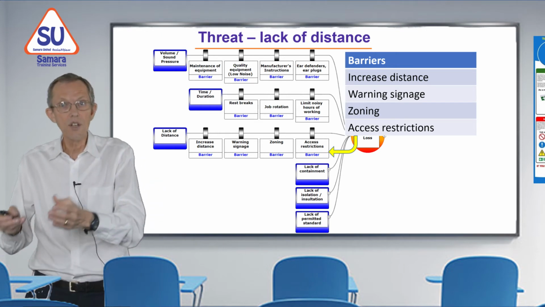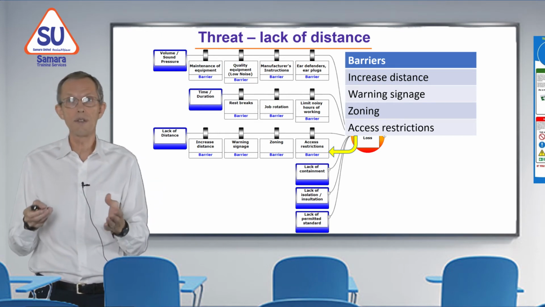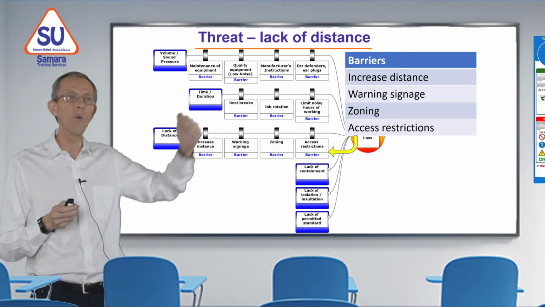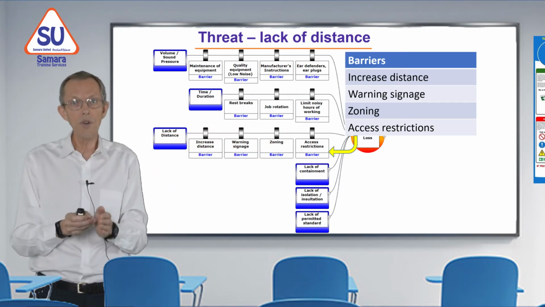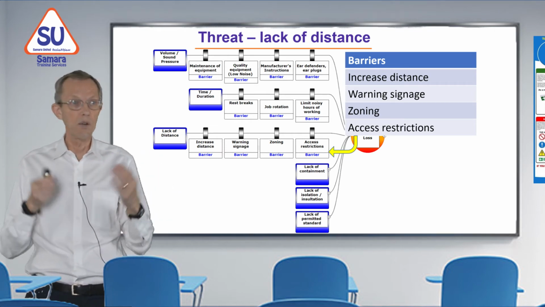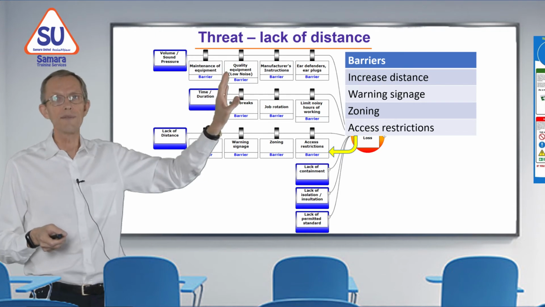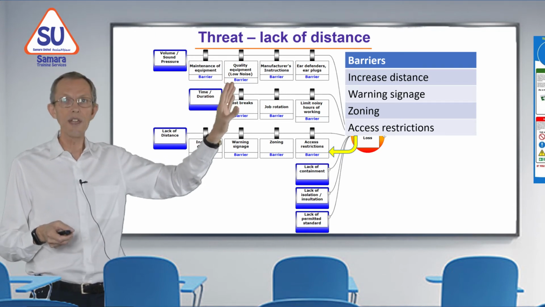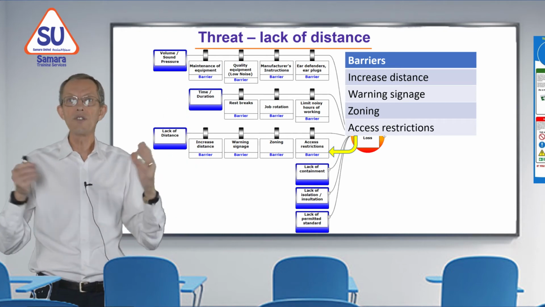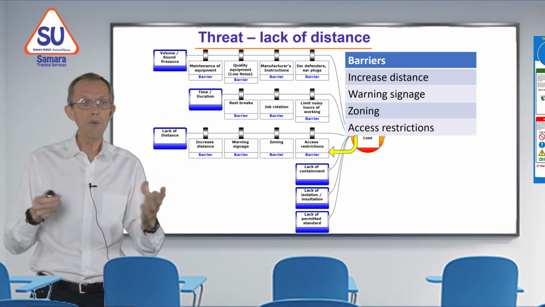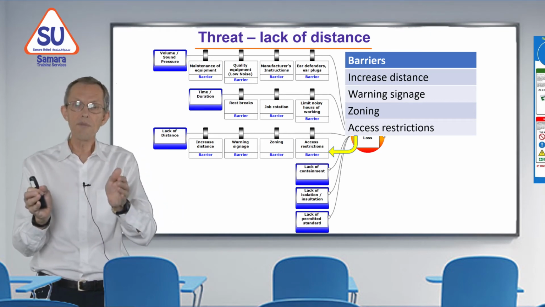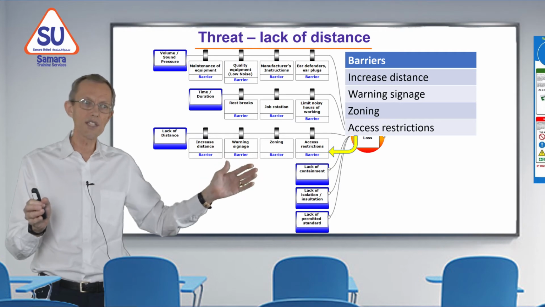Well, if there's not enough distance, the first and obvious barrier is move away. We can either move the people away from the noise, or we can move the noise away from the people. We can put up warning signs. That would be another barrier. This is a noisy area, and people will know not to go there, or if they go there, to take the precautions. We can introduce zoning, and many process plants have zones. This area is high risk for noise, this area is medium risk for noise, and this area is acceptable noise levels.